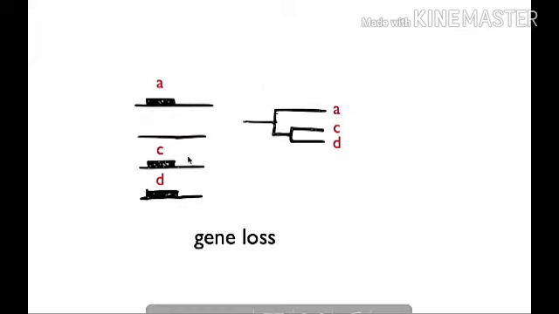Gene loss. If the species B loses the gene we're looking at, then we won't see it in a tree. So we'll see A, C and D, and we'd interpret that the gene was lost in B.